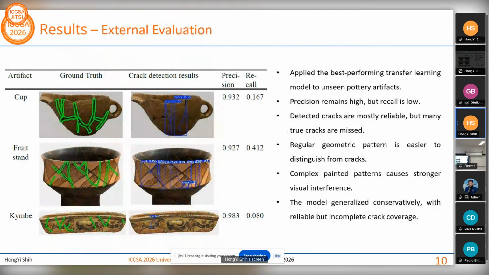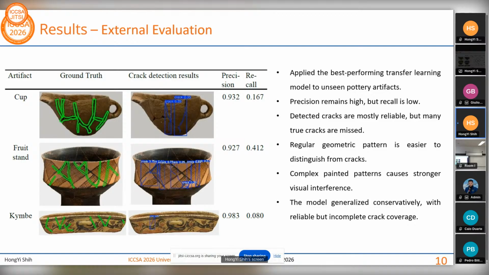We also did an external evaluation to further assess whether the model can be generalized beyond the internal dataset. So we selected 3 unseen pottery artifacts. We used the overall best performing transfer learning model to test the external evaluation. The results show consistently high precision but pretty low recall. So it means that the model's detections are usually correct, but many actual cracks are missing.